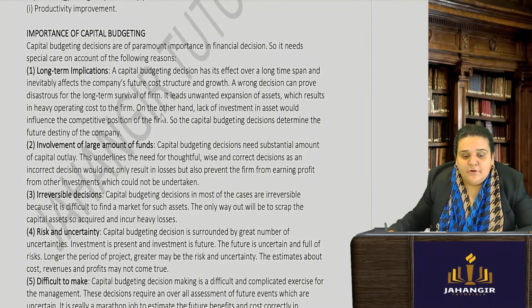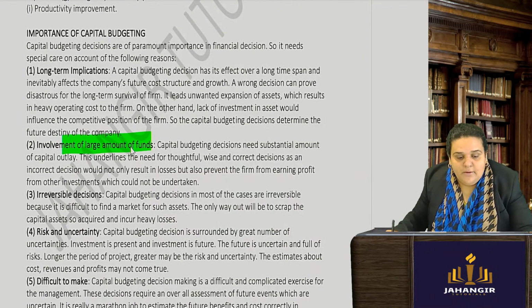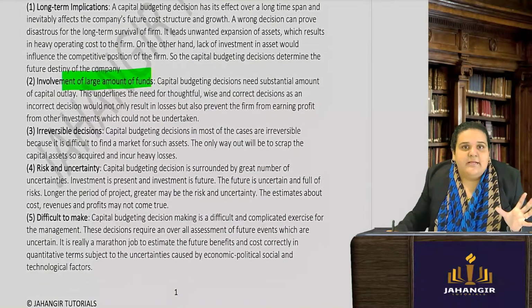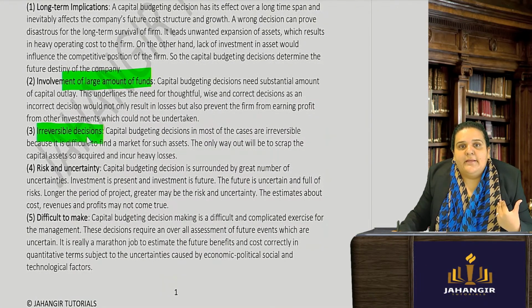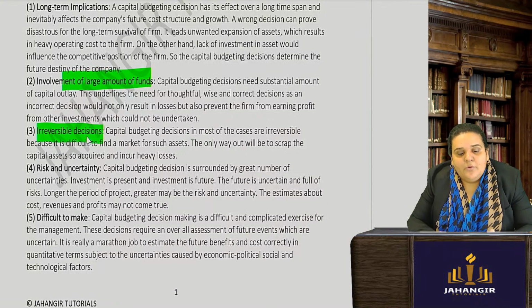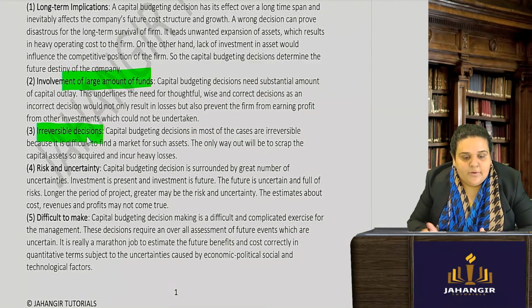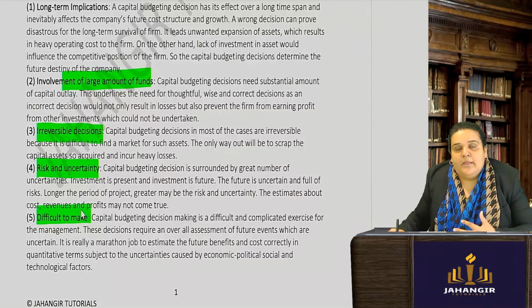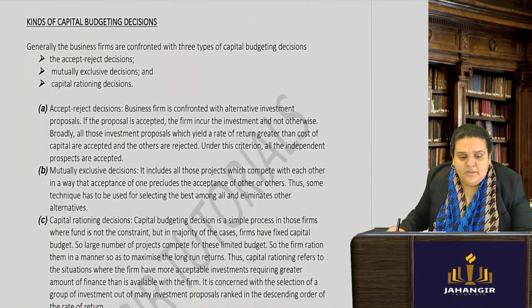Involvement of a large amount of funds is there, therefore capital budgeting is very important to assess and understand how much investment should be made, and to understand the life of the asset. It is an irreversible decision. Once that decision is taken, you cannot really go back and say that now I don't want this particular plant and machinery. You have already bought it, you have already paid. There is a lot of risk and uncertainty involved and it is difficult to make. That is why capital budgeting becomes very important.